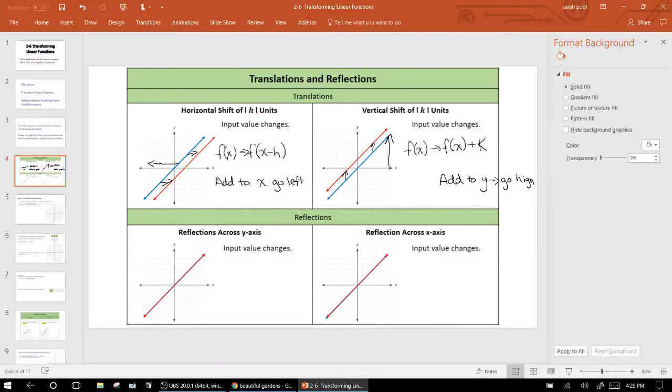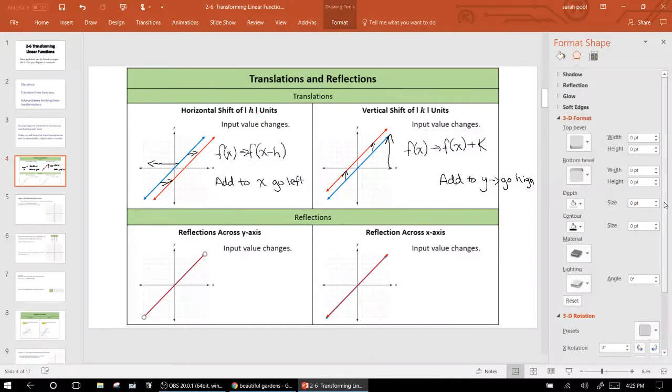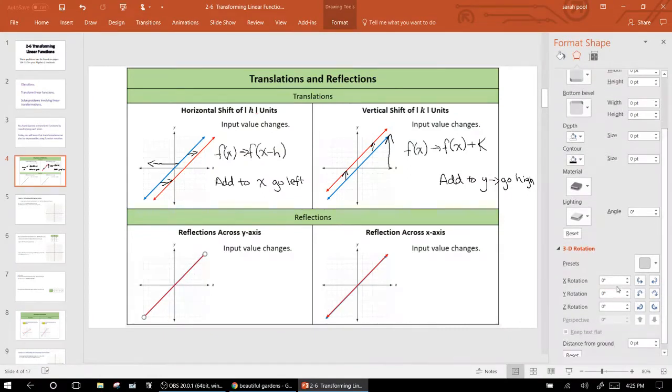Let's talk about our reflections across the y-axis. When something reflects across the y-axis, the x's are going to be the exact opposite of each other, but the y is going to be the exact same. I can do a little sample of that over here. Our x's are going to become opposite, but the y's will stay the same. So let's just watch that happen.